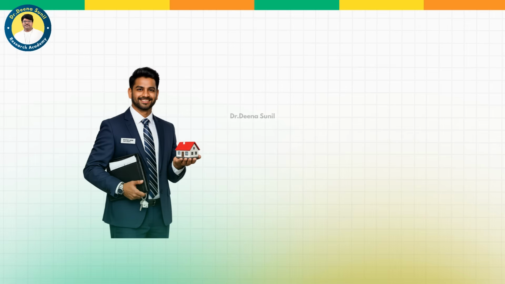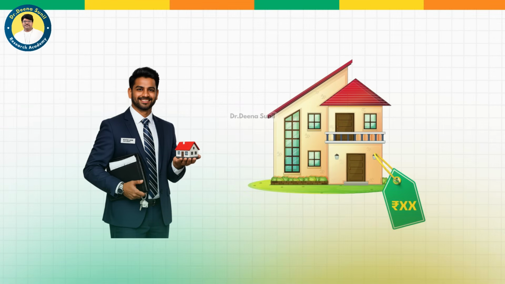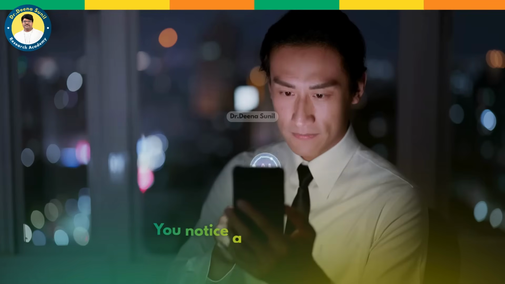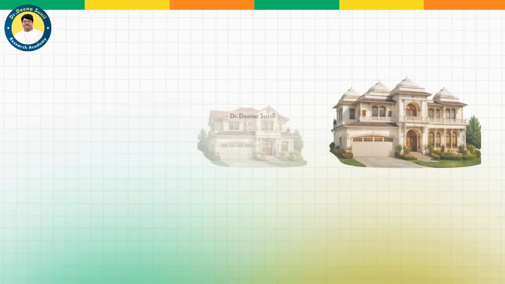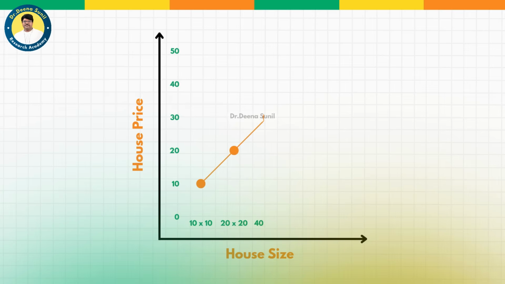Imagine you are a real estate agent. You want to predict the price of a house. You have data from the past and you notice a simple pattern. The bigger the house, the higher the price. If you plotted this on a graph with house size on the bottom and price on the side, the dots would roughly go up in a diagonal direction.